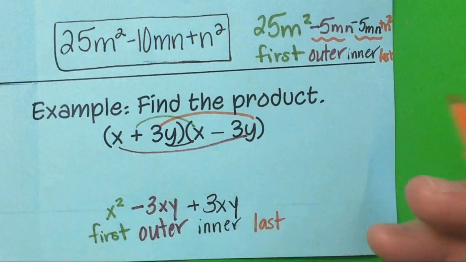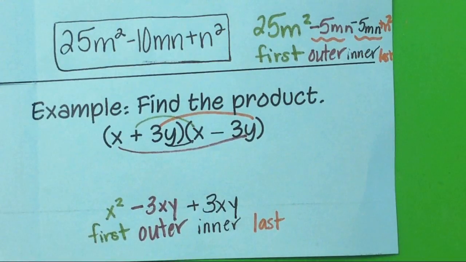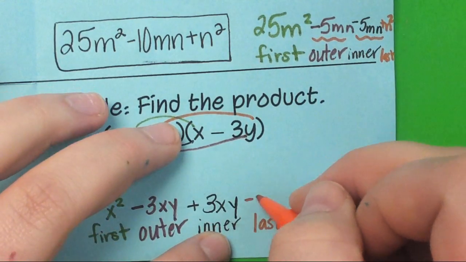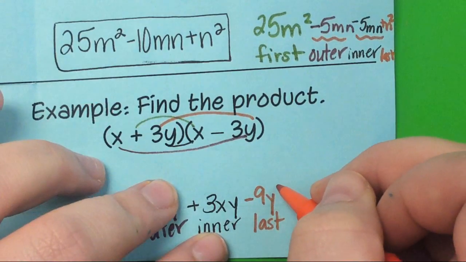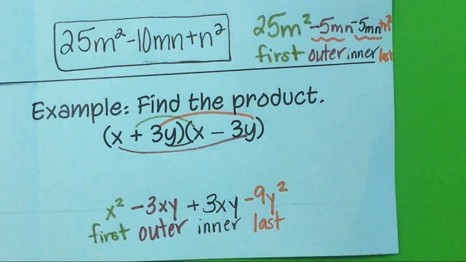What are you missing, Maggie? Y. It's not just negative 9y. What is it? Oh, squared. Negative 9y squared, because it was y times y. So we add our exponents.